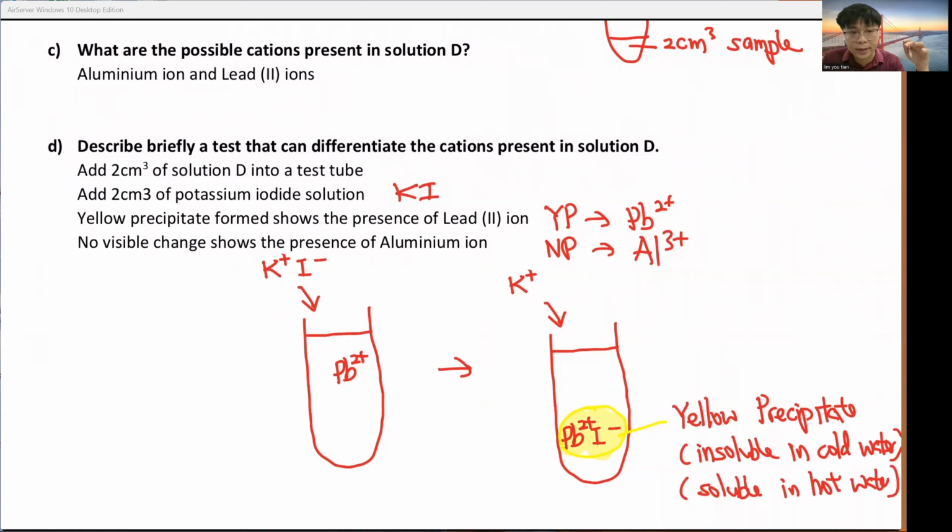That's why Pb comes up very frequently in exams. There are two reasons. First, the test is very special. Second, students always forget to write lead(II). They always write lead, but Pb has two different charges: Pb2+ and Pb4+. So you need to mention lead(II).